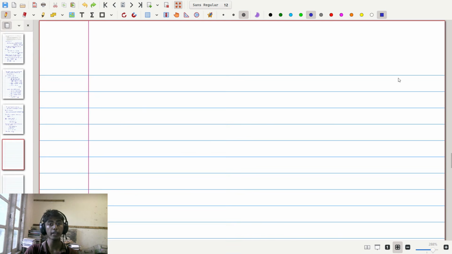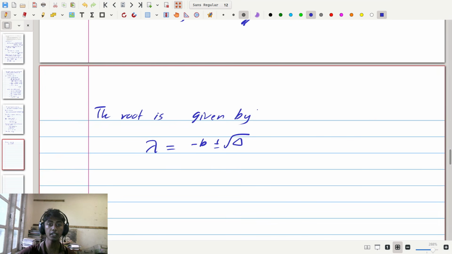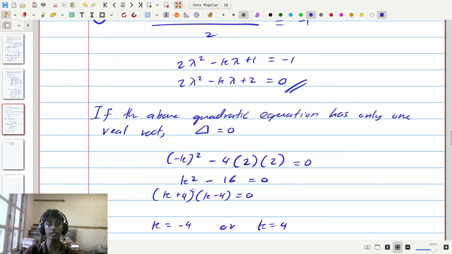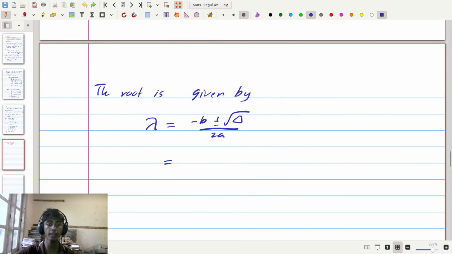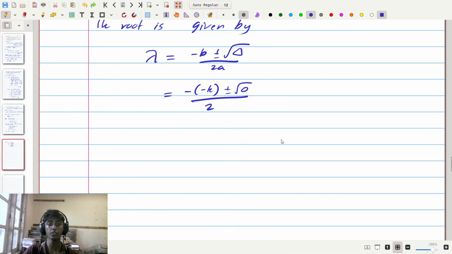And now they say find that value of lambda. So for that what we have to do is to directly apply the quadratic formula and say the root is given by lambda equals negative b plus or minus the square root of delta divided by 2a. Now in this case, delta is equal to 0, and therefore what we have is negative b, which is negative k. Since the value here of b is negative k, we have negative k plus or minus root 0 divided by 2a, which is 2 times 2, since the value of a is also equal to 2.